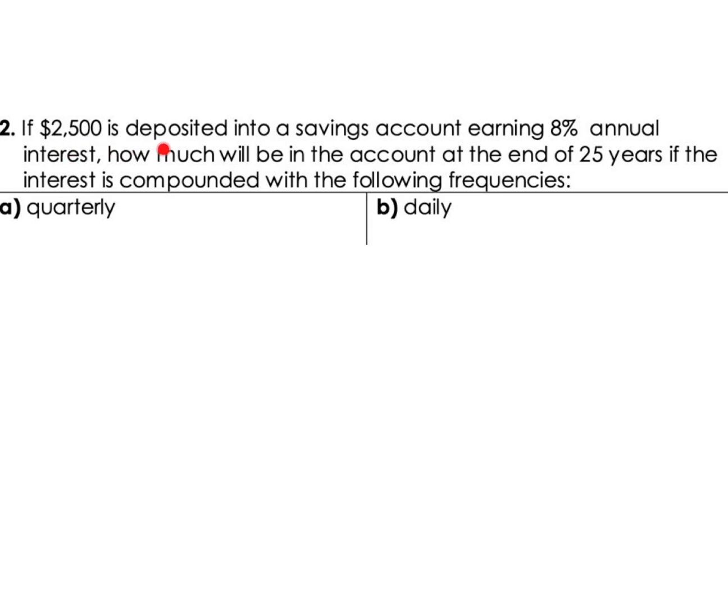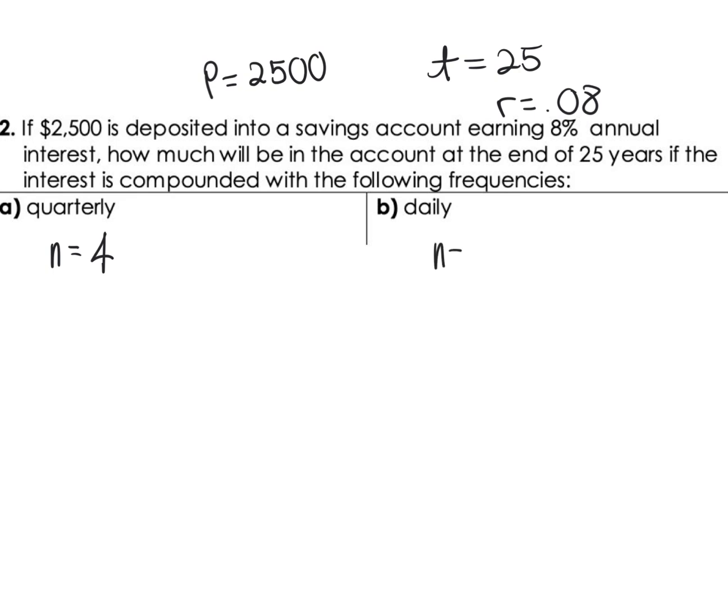If $2,500 is deposited into a savings account earning 8% annual interest, how much will be in the account at the end of 25 years if the interest is compounded with the following frequencies? Quarterly, daily. All right, so the amounts we know: our principal is $2,500, the number of years is 25, and our rate is 0.08. So now we can go ahead and set up our equations. For part A, N will be 4 for quarterly. For part B, N will be 365 for daily.